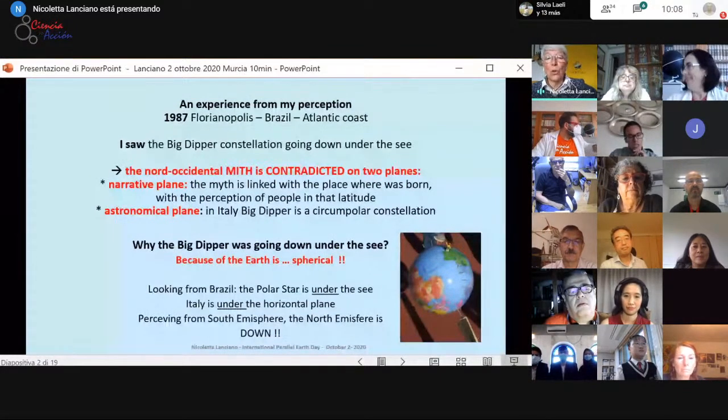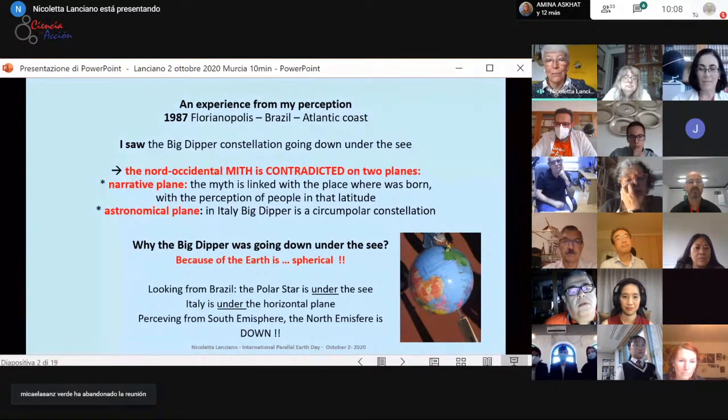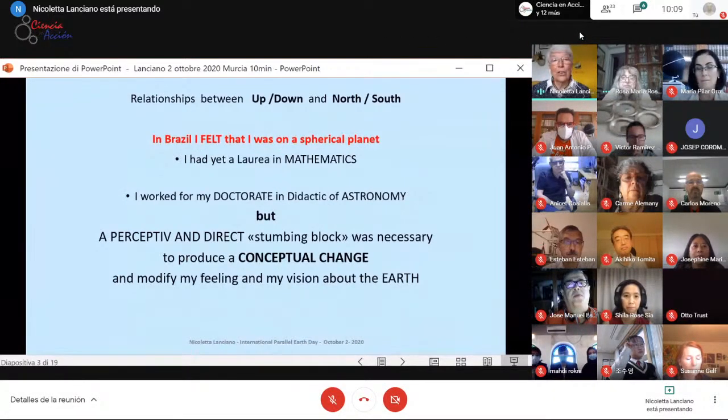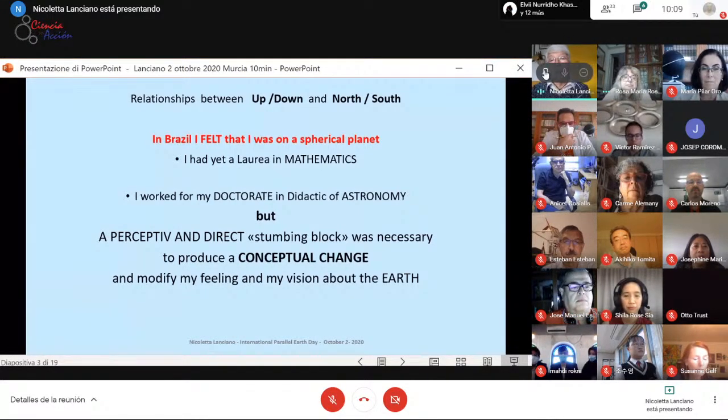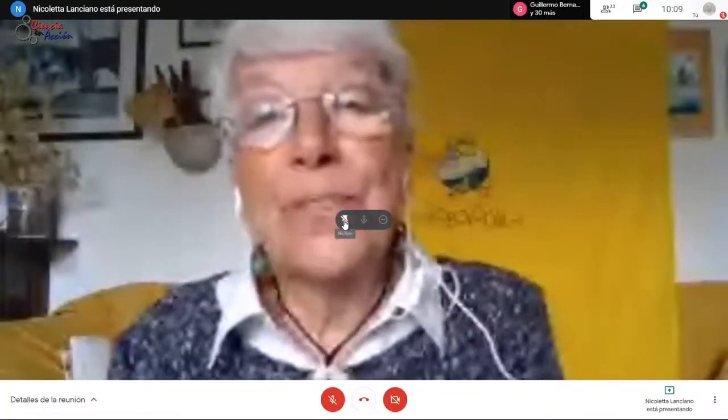Why was the Big Dipper going down under the sea in Brazil? Because the Earth is spherical. And looking from Brazil, the polar star is under the sea, Italy is under the horizontal plane, and perceiving from the South Hemisphere, the North Hemisphere is down. The relationship between up, down, and north, south were really very clear at this moment. And in Brazil, I felt that I was on a spherical planet.